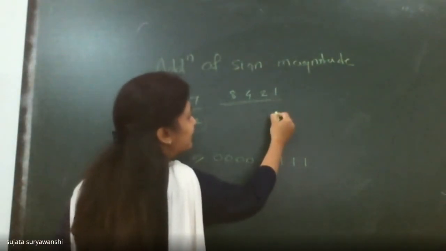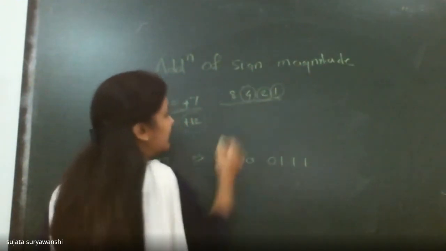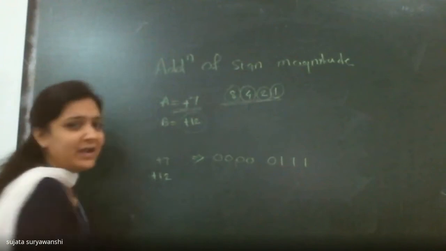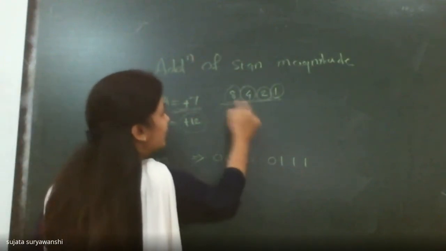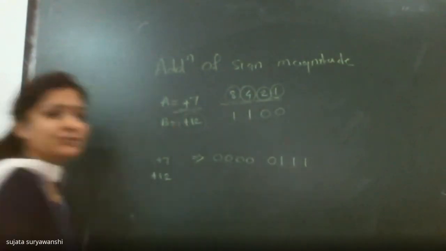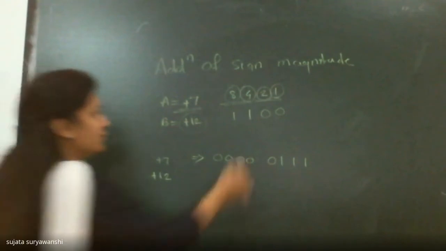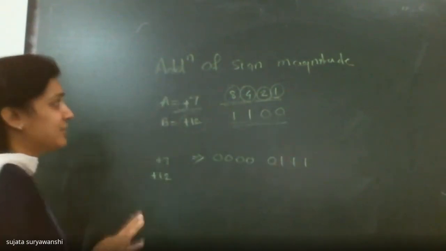The last LSB bit should have weight 1, the next bit should have weight 2, the next bit should have weight 4 and 8. Here 8 plus 4 is equal to 12, so only these two places should have 1, and for the remaining cases 0 should be there. This is the representation of 12 in unsigned magnitude.